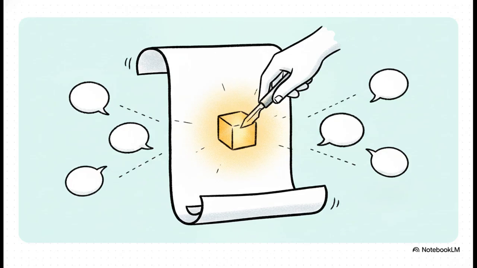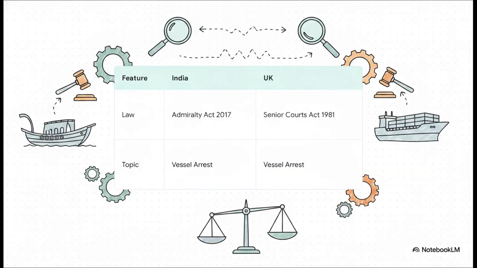So here is the golden rule you absolutely must master. You have to surgically separate that binding ratio decidendi from the passing obiter dicta, because only the ratio decidendi is actual enforceable law. Sometimes the absolute best way to understand a law is to just put it right next to another one. That's what we call the comparative technique.